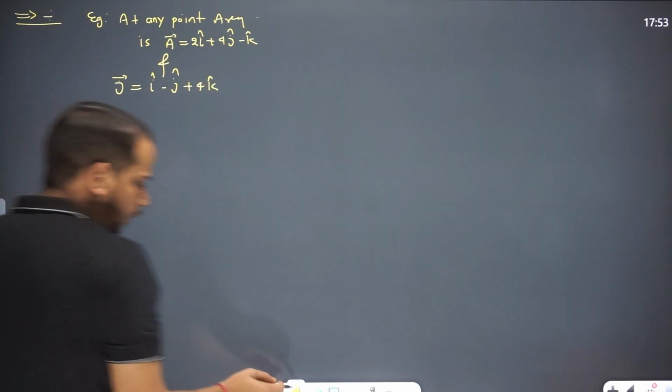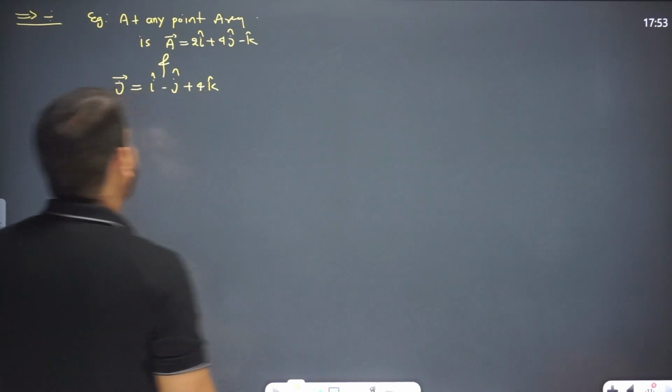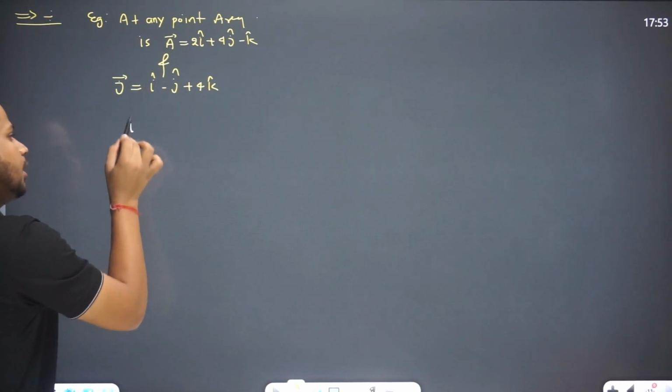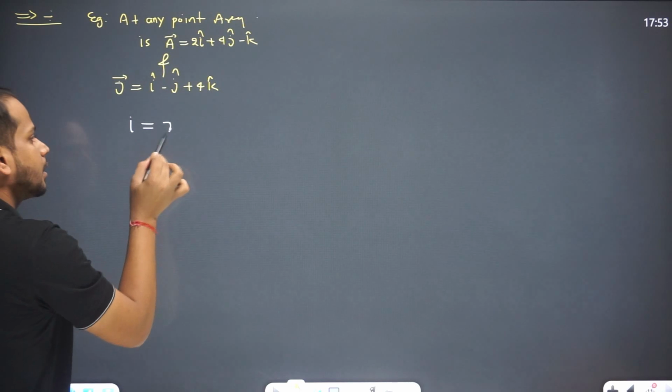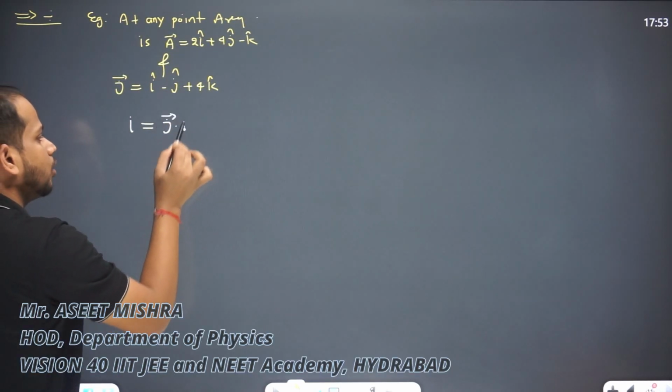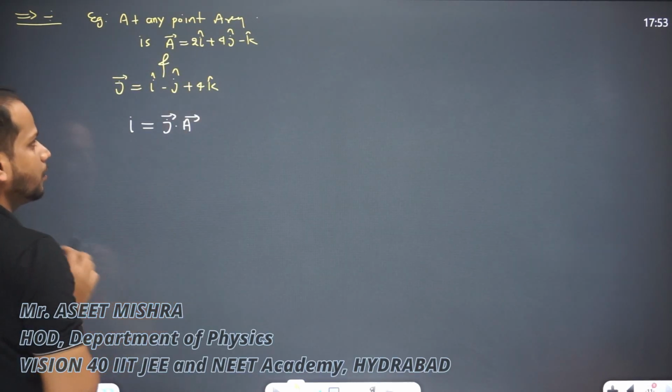So what we have to find over here is the current. Current is J dot A, so we have to take the dot product of these two.